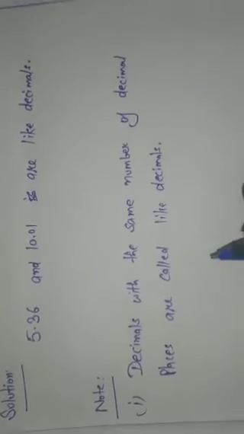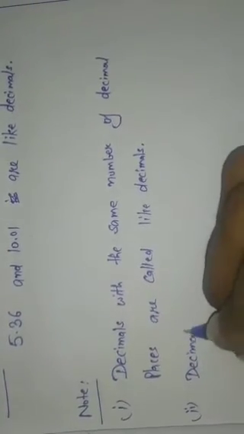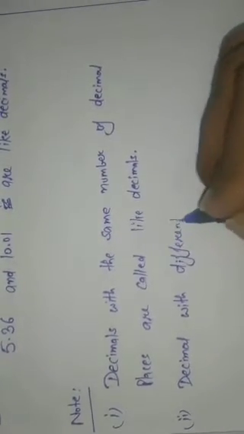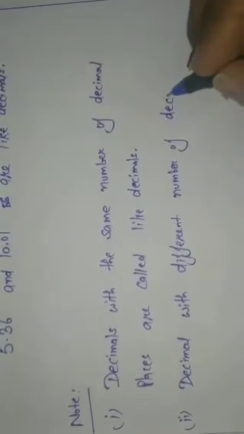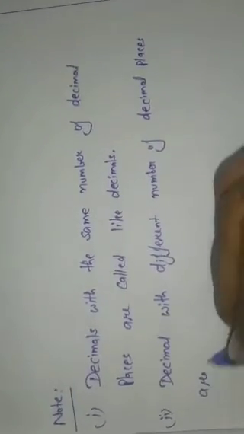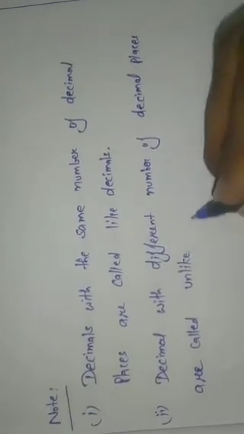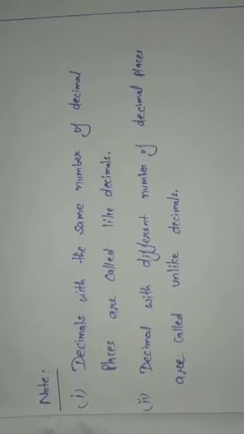Okay, and in the second point you can write it here also. Decimals with different number of decimal places are called unlike decimals. Okay students, so I think now it is clear how can you find out the like decimal number and how can you find out the unlike decimal number.